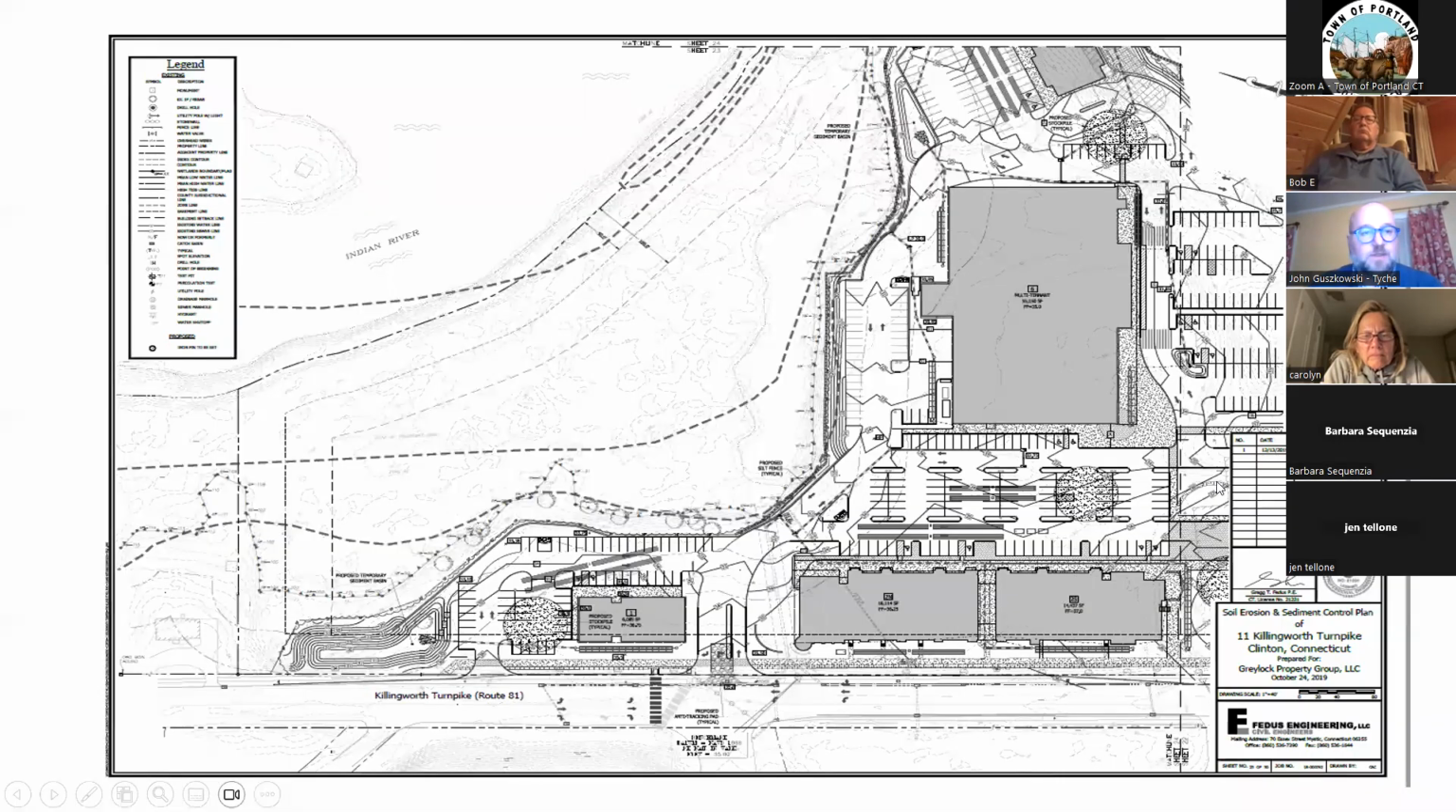Okay, so we looked at a lot of those things. This is the erosion and sedimentation control plan, where a lot of the things that you'll see on the legend have, for example, where the silt fence is going to go.